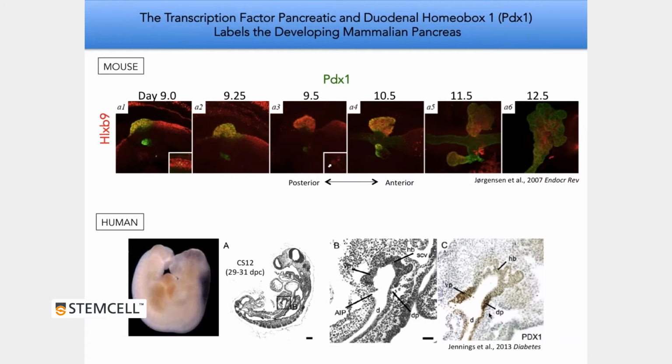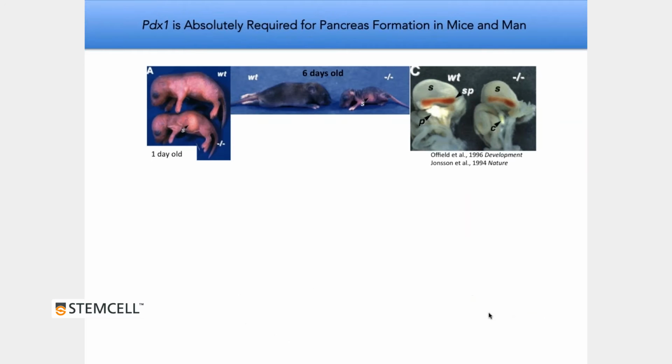PDX1 is not only this really beautiful and conspicuous marker of the developing pancreas, it is also genetically required. Many years ago, PDX1 was inactivated by a couple of groups, one of which is Chris Wright's group at Vanderbilt University. The top panels show the loss of function pups that are born, and you can see that the mutant pup looks a little smaller than the wild type and has milk in its stomach, so it was able to suckle with its mother.